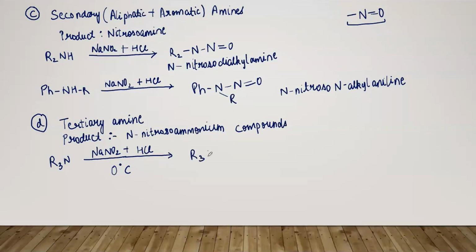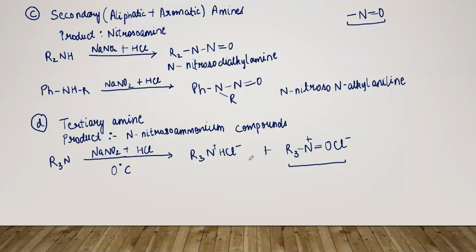And the structures of these salts will be of this kind. Okay, so basically, this compound is the main product, and this is known as N-nitroso-ammonium chloride, क्योंकि ये nitroso group लगा हुआ है. So this was all about the reaction with nitrous acid.